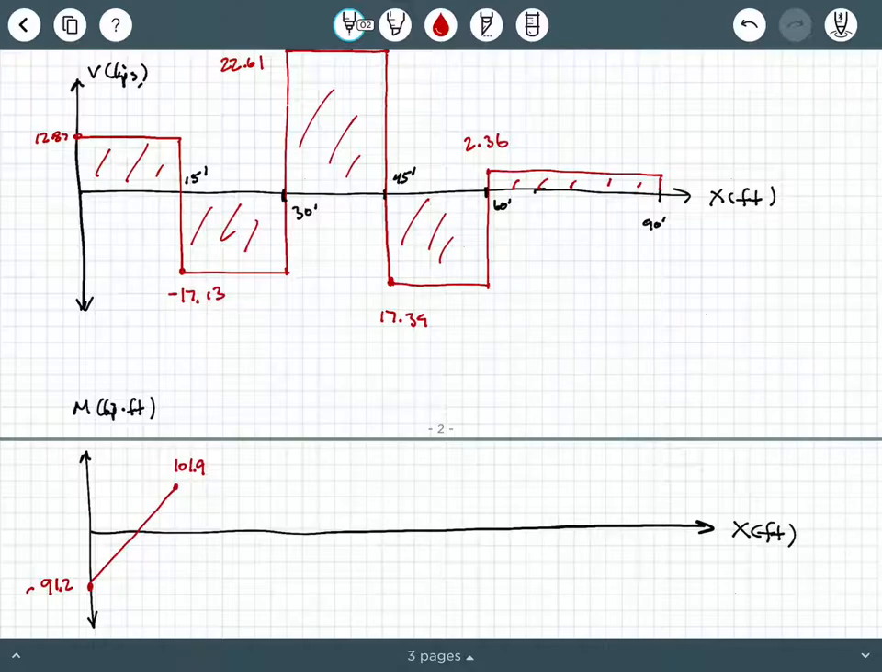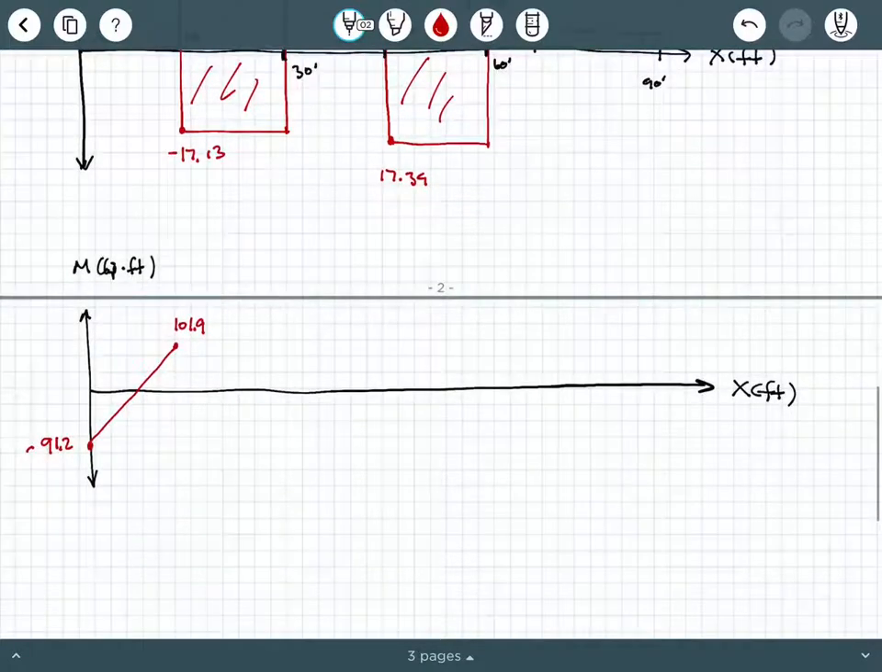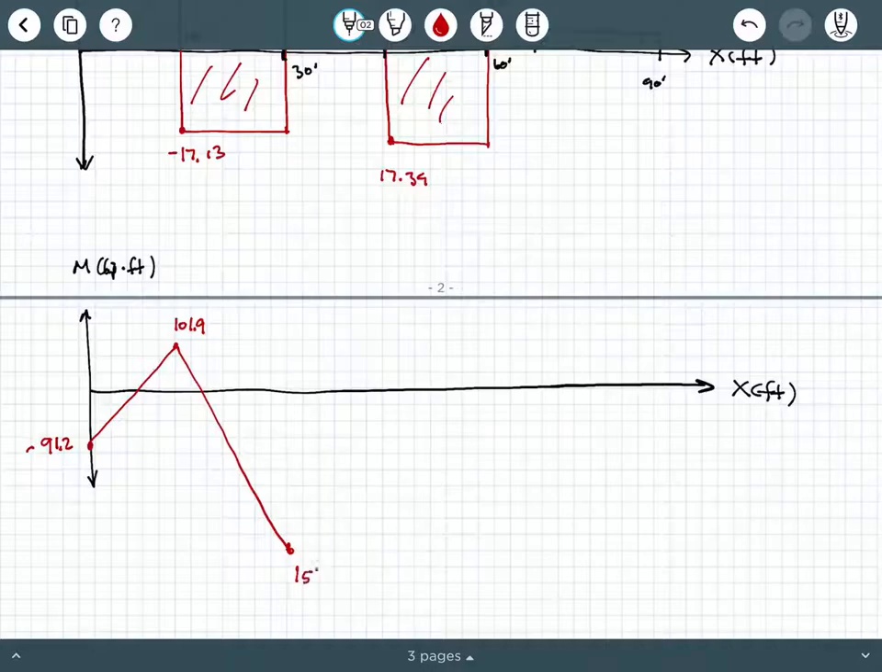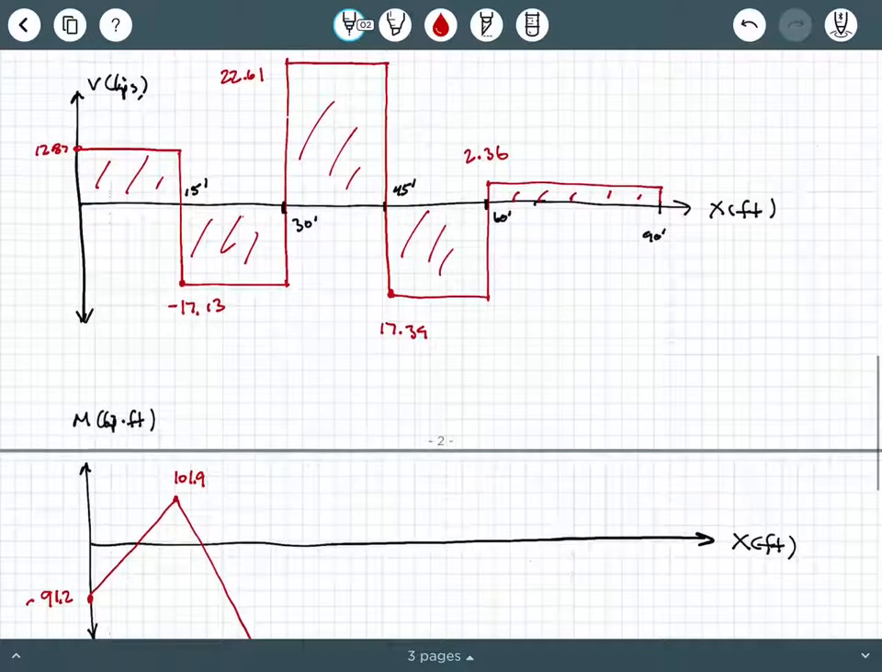Then we hit this negative area, so I'm going to say minus 17.13 times 15. So that's going to push me down, way down to negative 155.1. Okay, that's going to be about way down here. And that makes sense, right? That's about, if you look at it, that's about the couple moment that we calculated using moment distribution at point B, okay? So that makes sense to me.